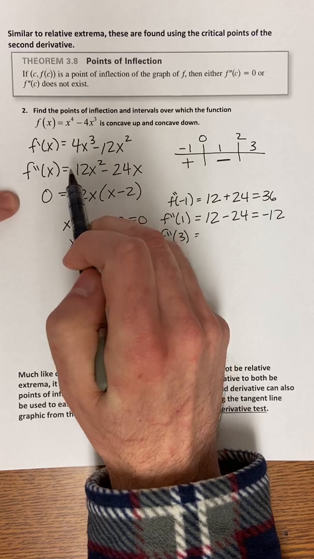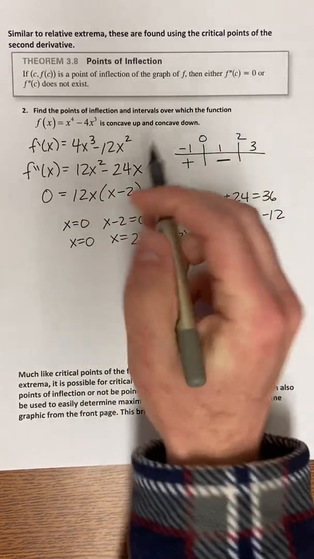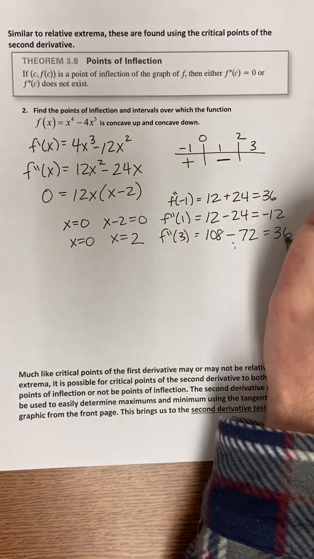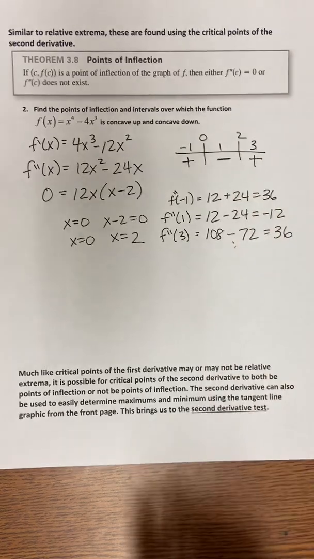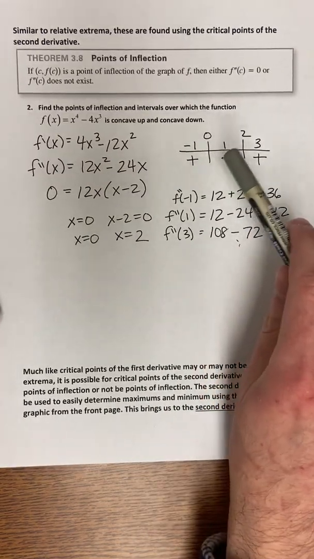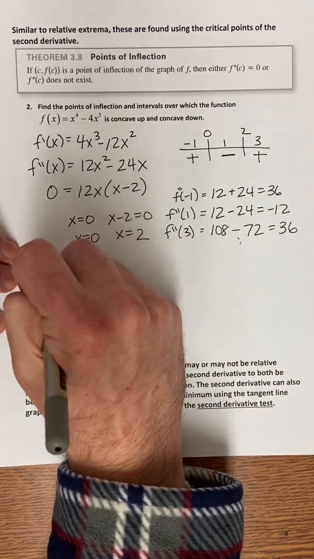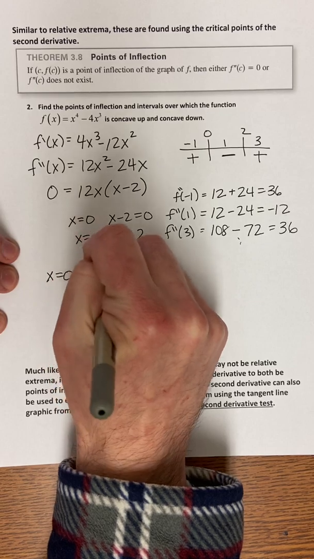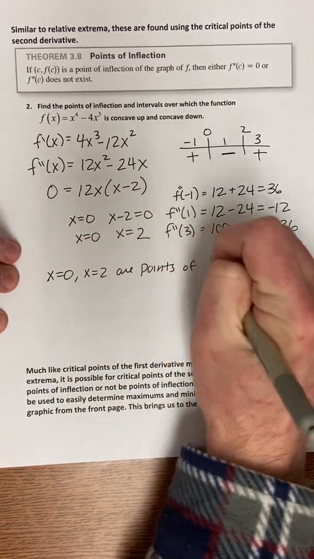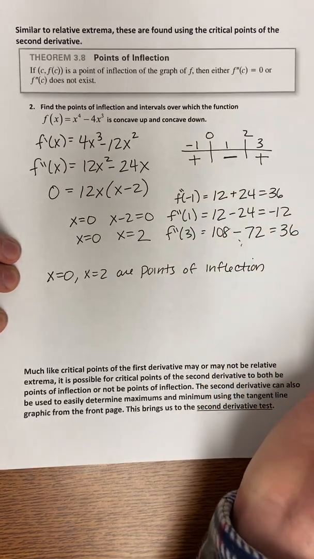3 squared is 9. 9 times 12, 108. 24 times 3 is 72. 108 minus 72 is 36, so it's back positive here. So what it does show is that we transition from positive to negative or negative to positive at both of these critical values. That means x equals 0 and x equals 2 are points of inflection, but we would really like to refer to them as their xy values in the original.